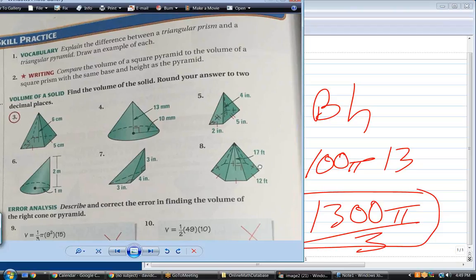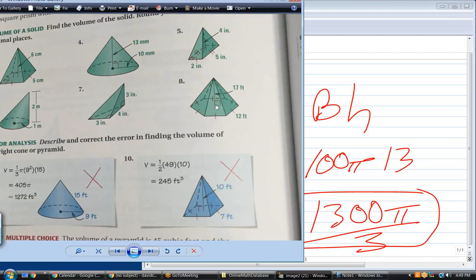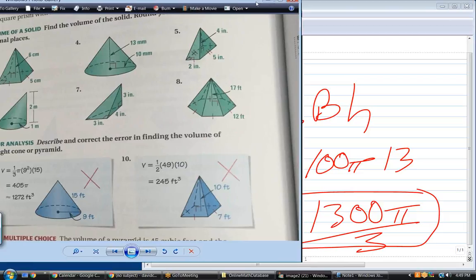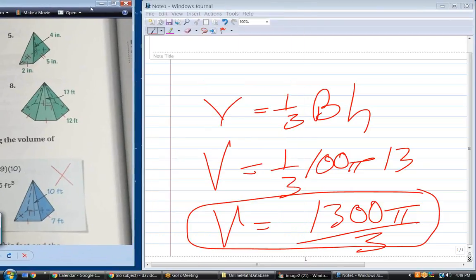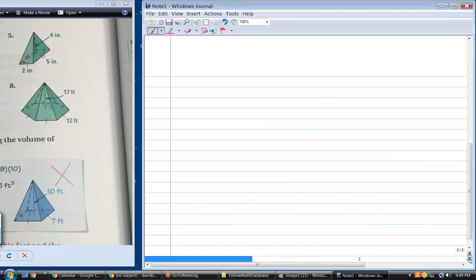Now, 8's a little tougher because, first of all, we need to figure out the area of the base. They don't give us much there. They give us the vertical height, but there's a lot of work to figure out the area of the base. What kind of base is that? The base is a hexagon. But it's a regular hexagon. So it's easy to find the area. What's the area of a regular hexagon equal to?